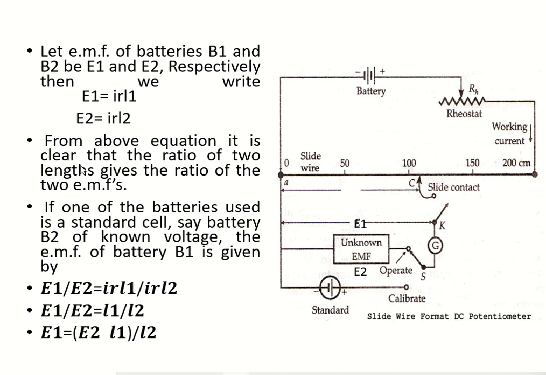From the equation, it is clear that the ratio of two lengths gives the ratio of two EMFs. So take the ratio of these two: E1 by E2 equals I R L1 by I R L2. IR is constant, so you can eliminate that, remaining L1 by L2. So which are the known quantities? E1 is the unknown EMF, E2 is the standard EMF, L1 we measure from the slide wire, and L2 also we can measure from the slide wire. So E1 equals E2 into L1 by L2. So the unknown EMF can be obtained by the comparison method also.